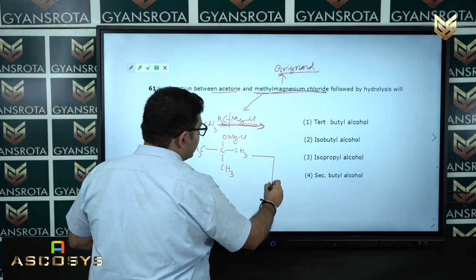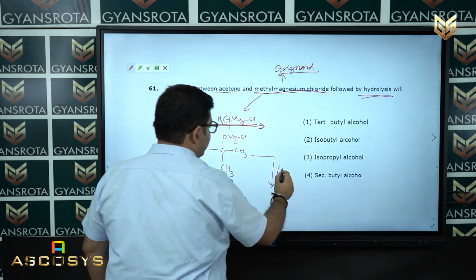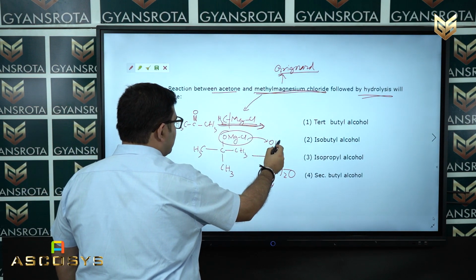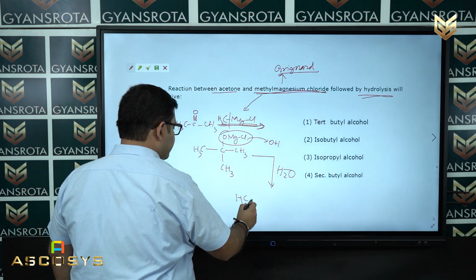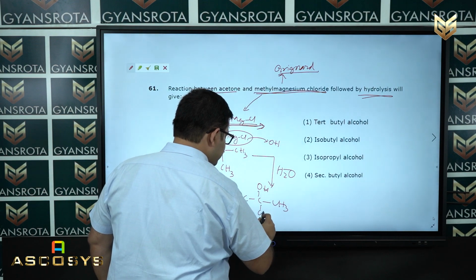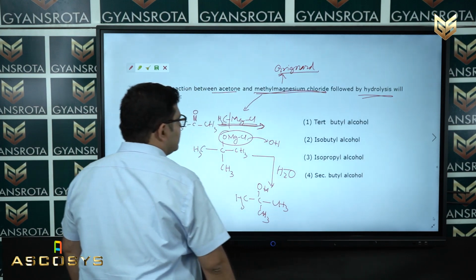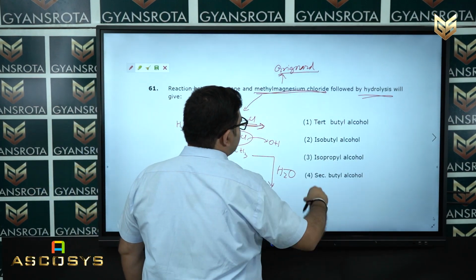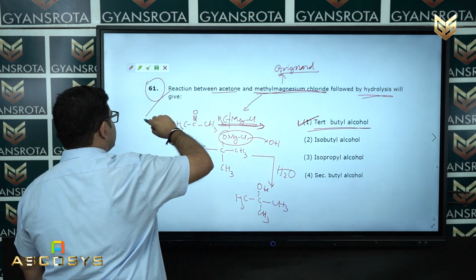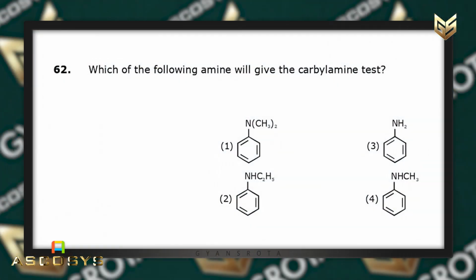Now when this part reacts with water, because they are mentioning hydrolysis, so what will happen, this part will be converted into alcohol. So (CH3)3COH, CH3 CH3. So this is nothing but your tertiary butyl alcohol. So if you see your options, among the options, option number 1 where tertiary butyl alcohol is the correct answer of your question number 61. So now we are moving to another question, that is question number 62.